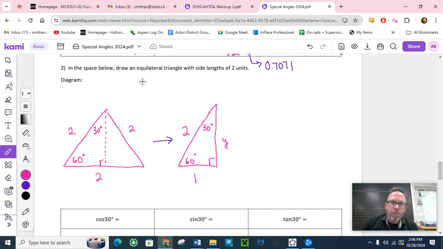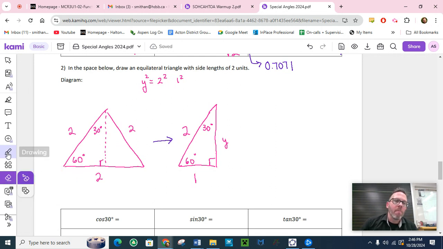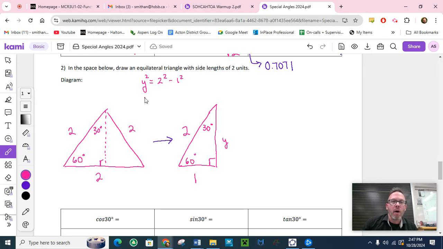I might just do this right here to manage my space. 2 squared plus 1 squared. Nope, I did it myself. 2 squared minus, because we're doing hypotenuse minus leg. 4 minus 1 is 3. The exact value of that side is the square root of 3. Do you guys get that as well? That's just using Pythagorean theorem.